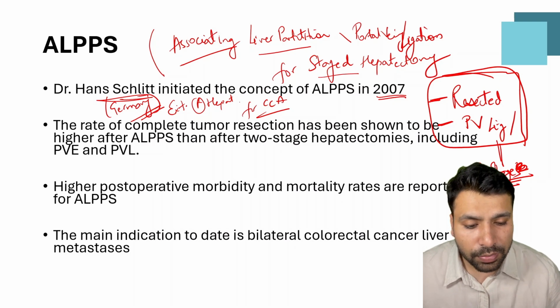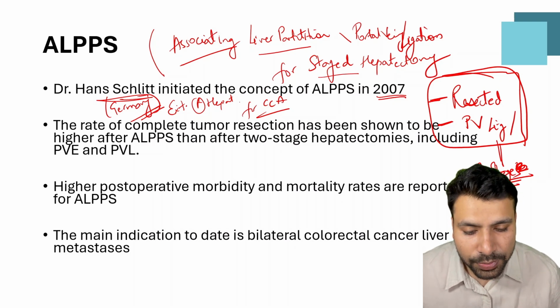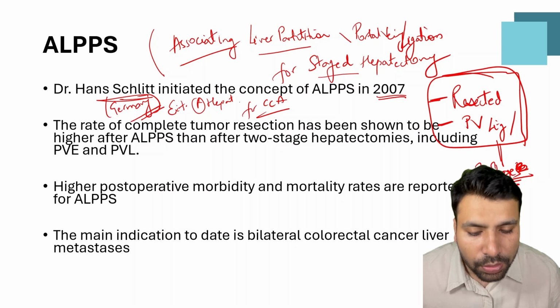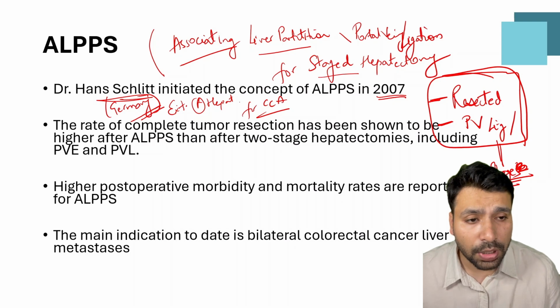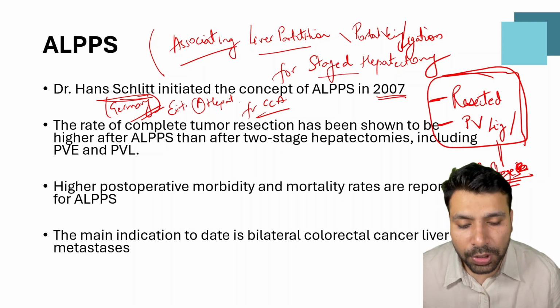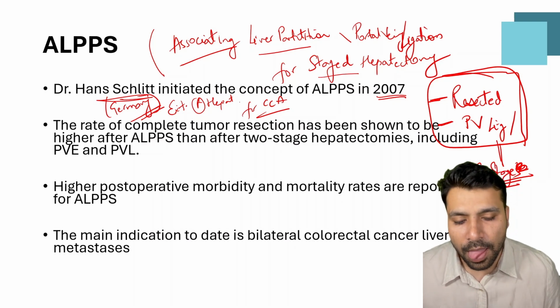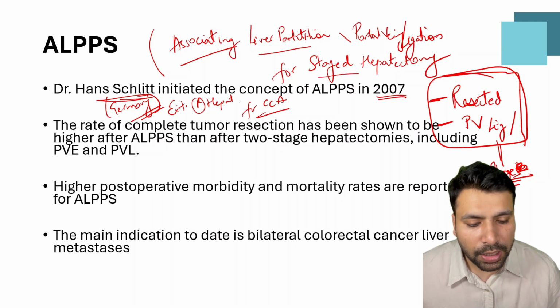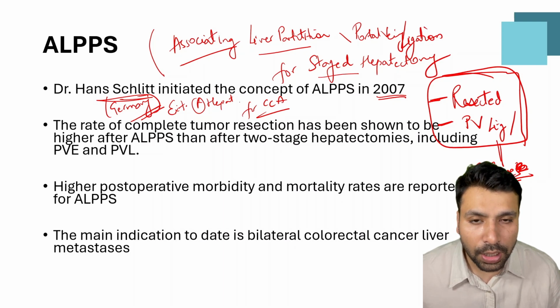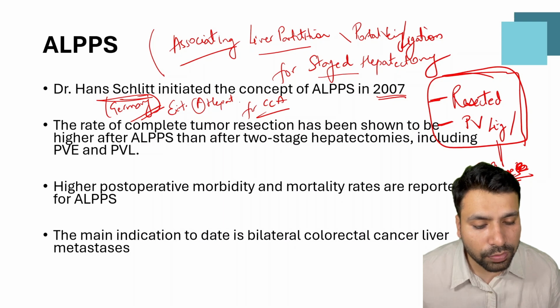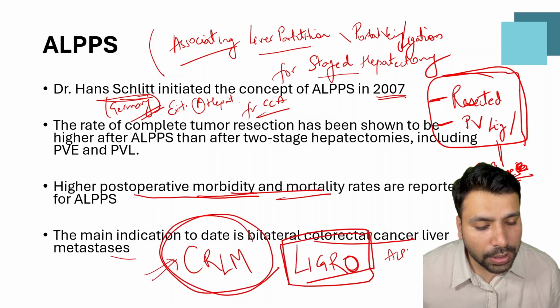So the main indication is colorectal liver mets. ALPS is nowadays most commonly done in colorectal liver mets. It's not limited to CRLM. It has been done in cholangiocarcinoma and hepatocellular carcinoma, but usually it's done in CRLM because these are mostly bilobar. And the recent trial on colorectal liver mets for ALPS is the LIGRO trial, which has compared the efficacy of ALPS versus portal vein ligation or embolization for colorectal liver mets. So remember this name, LIGRO trial.